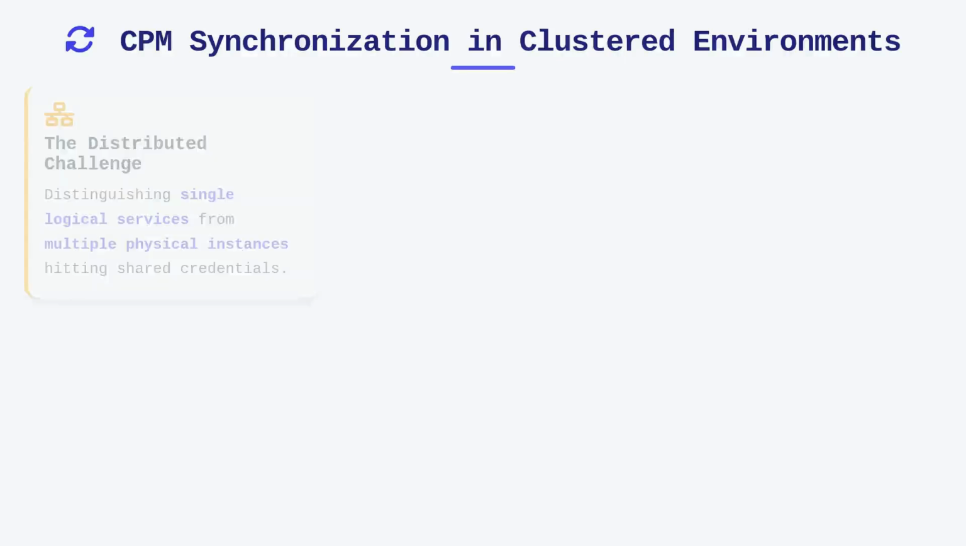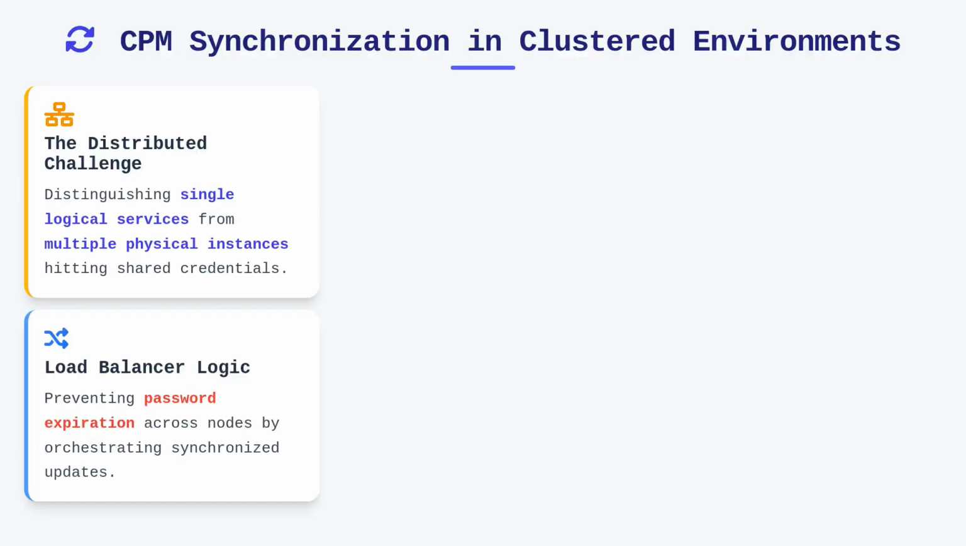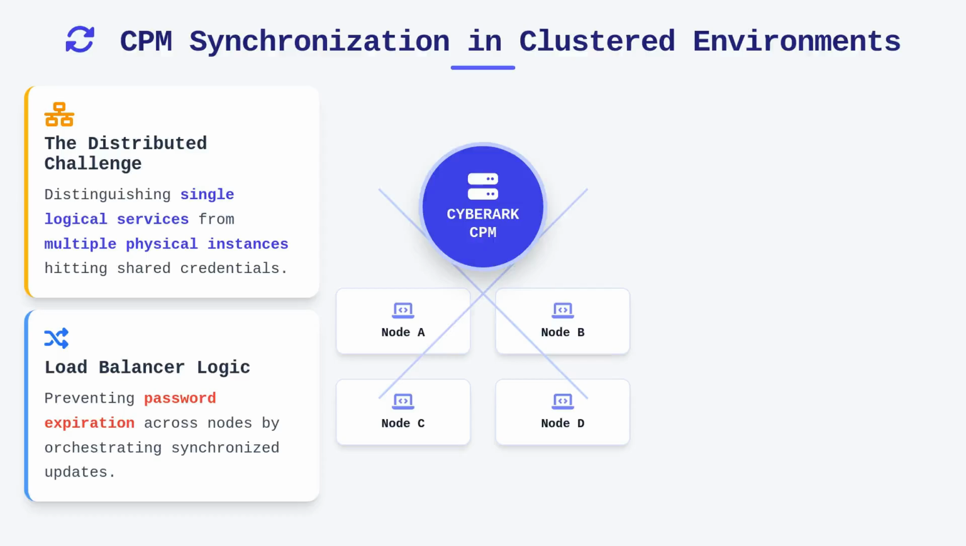Synchronization logic becomes particularly sophisticated when we move into clustered environments or load-balanced application server clusters. In these distributed setups, the CPM must possess the intelligence to distinguish between a single logical service and multiple physical server instances that might be hitting the same set of credentials. When a load balancer is in play, there is often a shared configuration that points to a specific account, and the CPM needs to orchestrate the change so that no server is left with an expired password while others are updated.